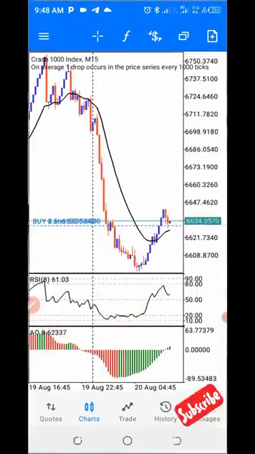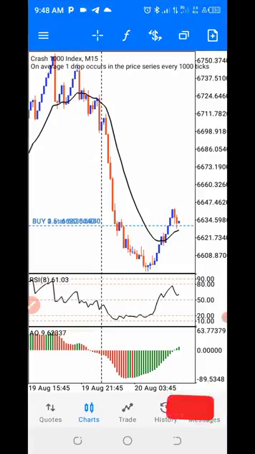So the strategy works perfectly on M15. Then in a worst case scenario, M5. Don't go below that range.